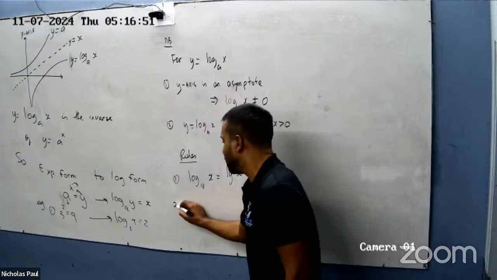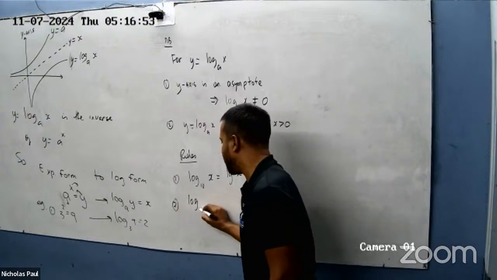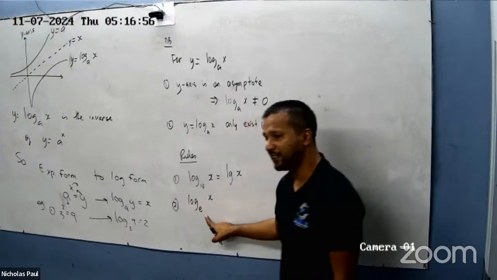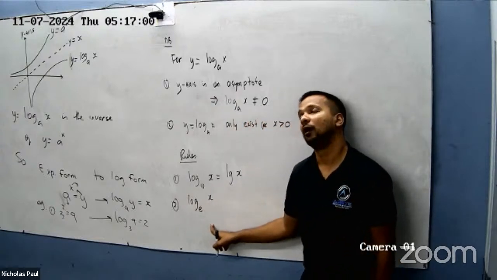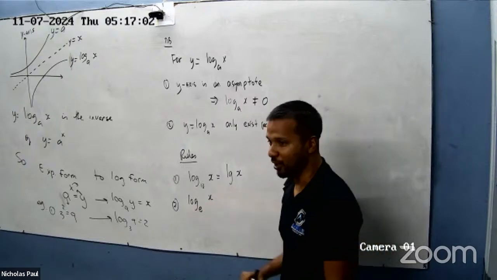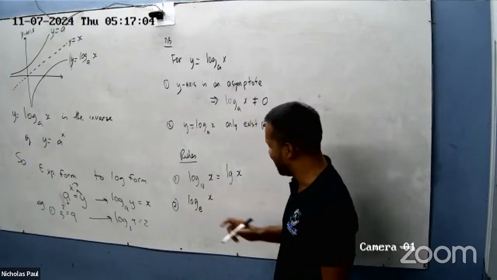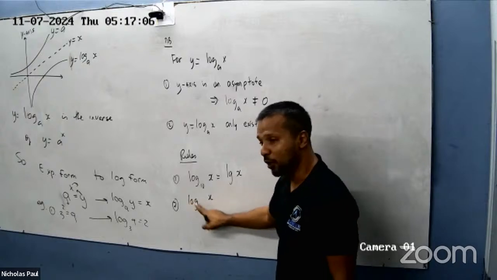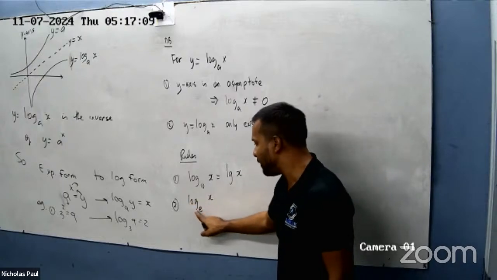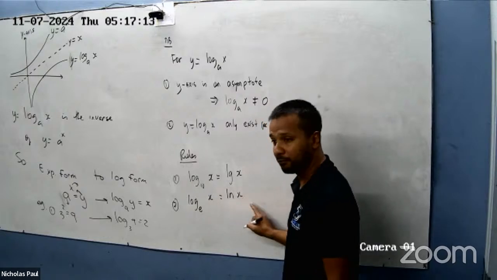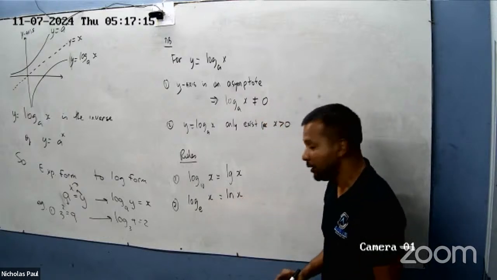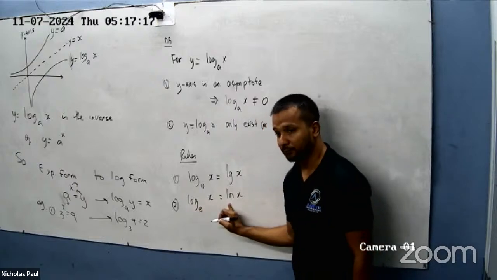Now, suppose you see log to the base e. This is called natural logs. So instead of writing log e, they abbreviate it by writing ln. So log to the base e is the same as ln.